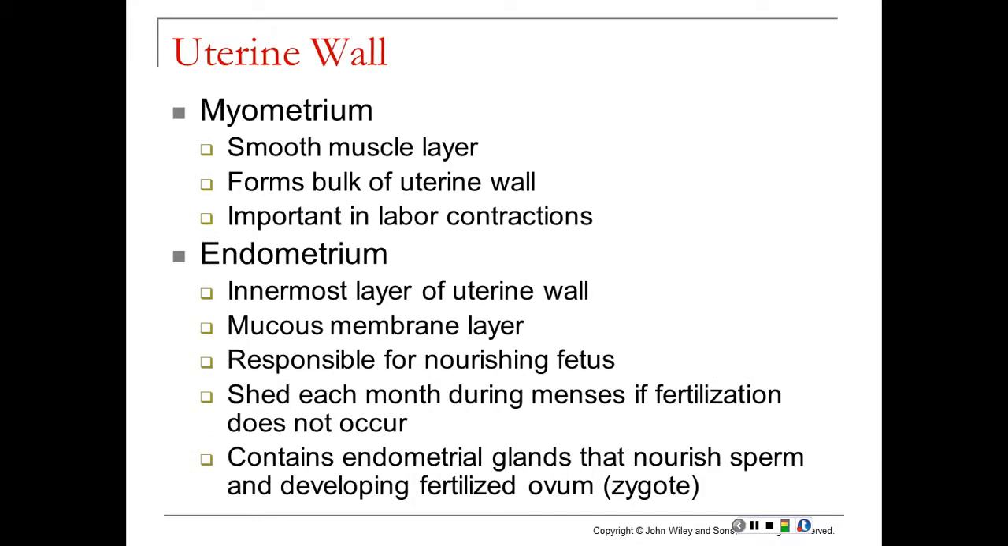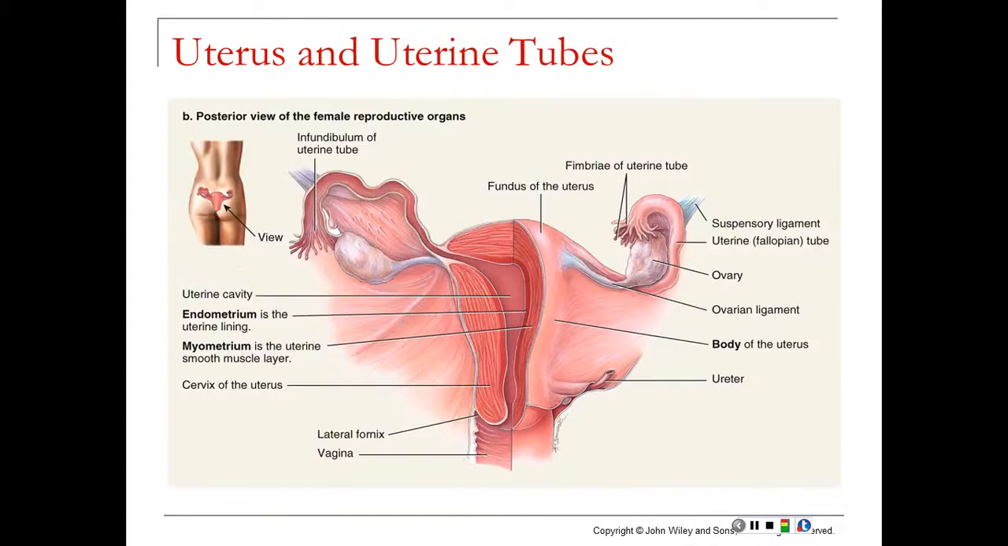The myometrium, as I mentioned, is that smooth muscle layer, and the endometrium is that mucous membrane layer responsible for nourishing the fetus, or which is shed each month if fertilization does not occur. Here you can see that same picture again. You see the endometrium, this lining, the myometrium. You can see the fundus. You can see the body, and then you see the cervix.